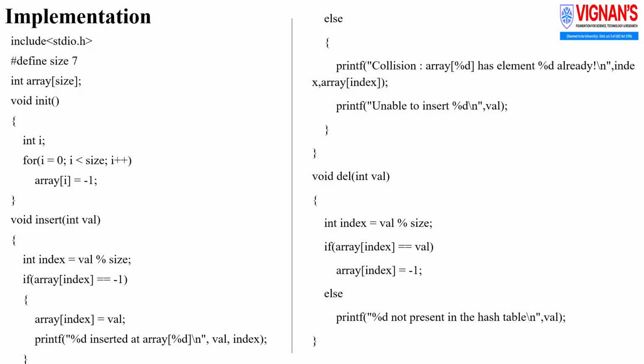The delete function is used to remove a value from the hash table. The index is calculated using the same hash function. If the value is found at the calculated index, it is deleted by setting the position back to -1. If the value is not found, a message is displayed stating that the value is not present in the hash table. This implementation demonstrates a simple hash table using direct addressing and the division method, without using any collision resolution techniques such as chaining or probing.